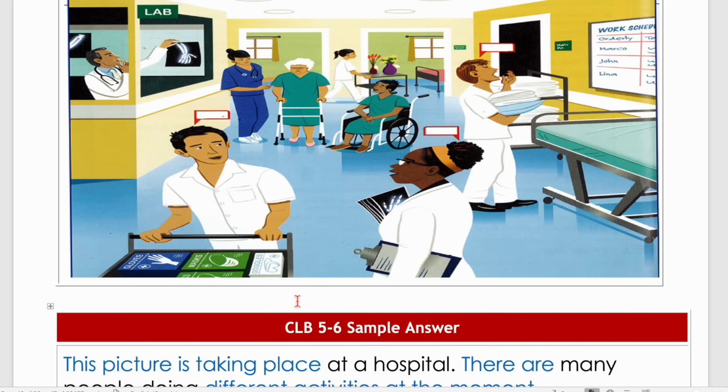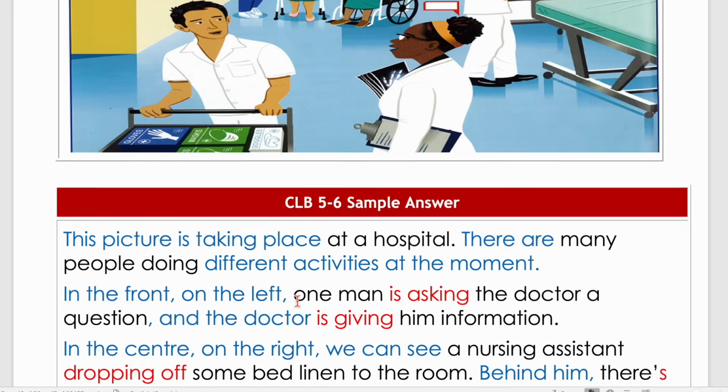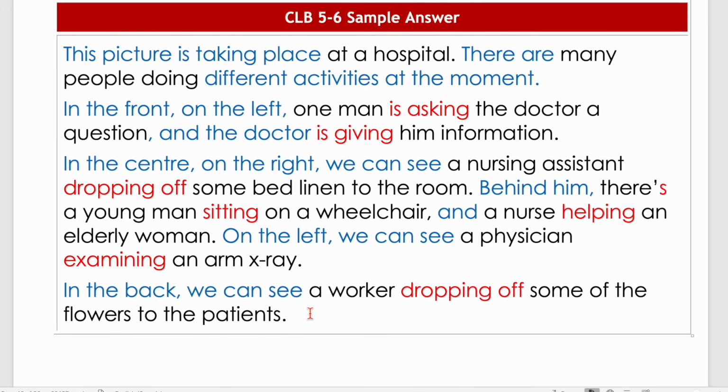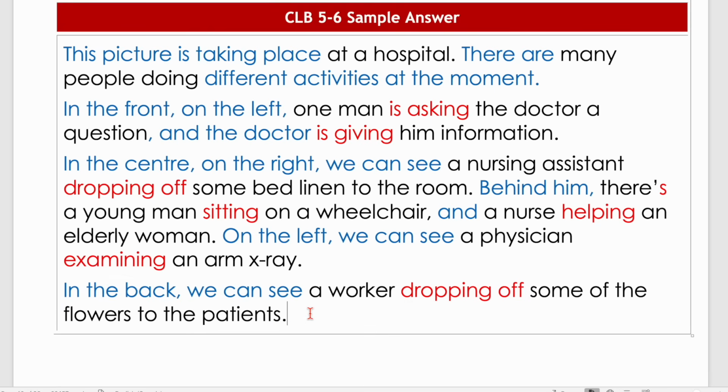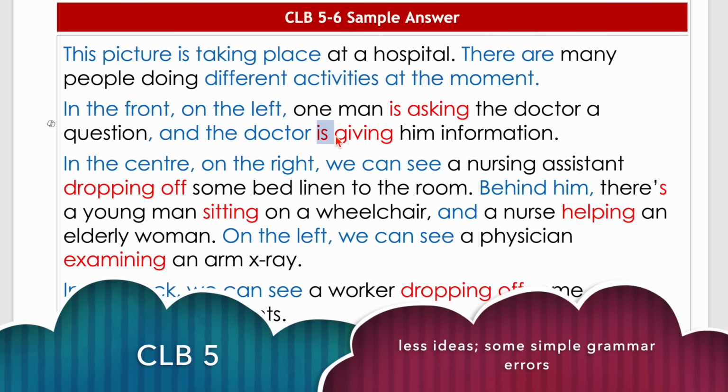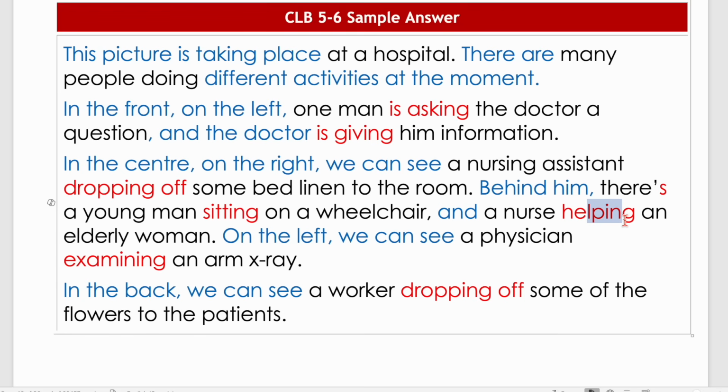All right. So, very good. Now, it's also 6 plus because we used present continuous and we didn't make simple grammar mistakes. Level 5, they speak less and they make simple grammar mistakes with is and are and doing. So if we don't make those, then it's higher level. Okay? All right, very good. So it's about speaking ability.